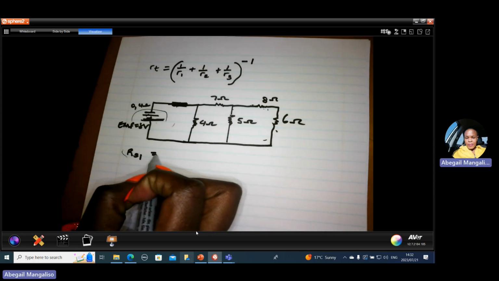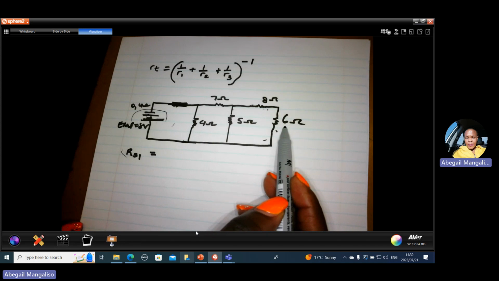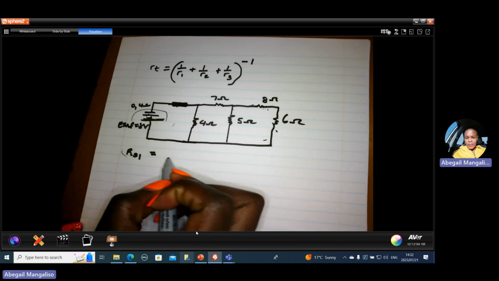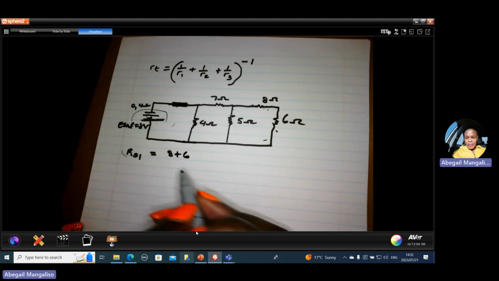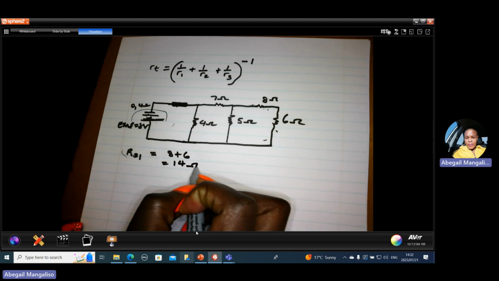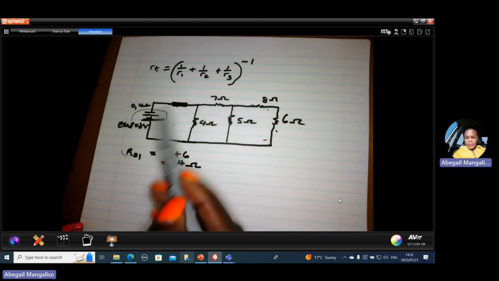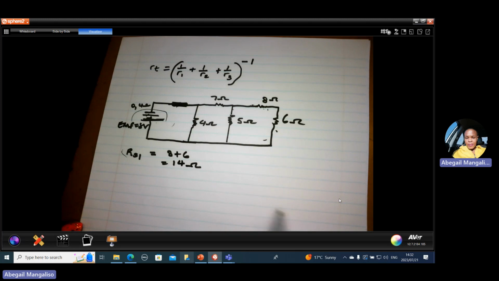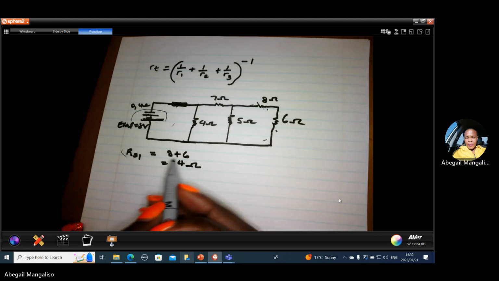So R series 1 will be R8 plus R6. It's simple, 8 plus 6, and R series 1 will be 14 ohms. So you always collapse the circuit from far from the battery. Now I will sketch the remaining circuit after these are added together.